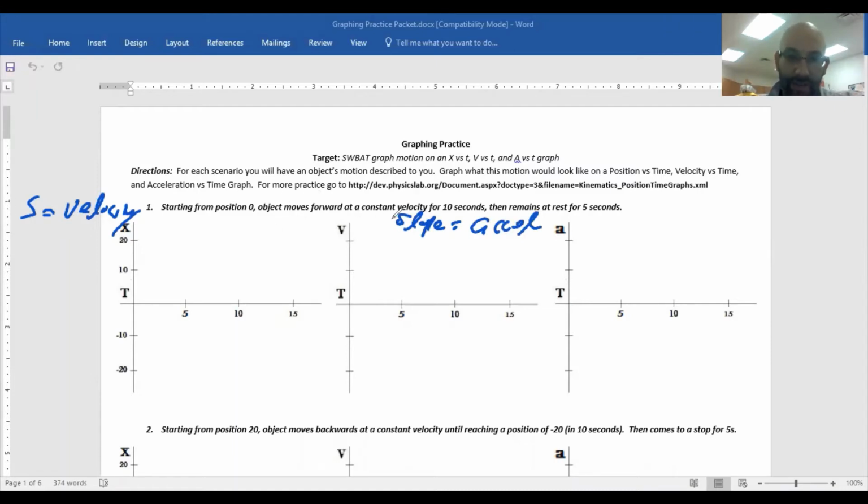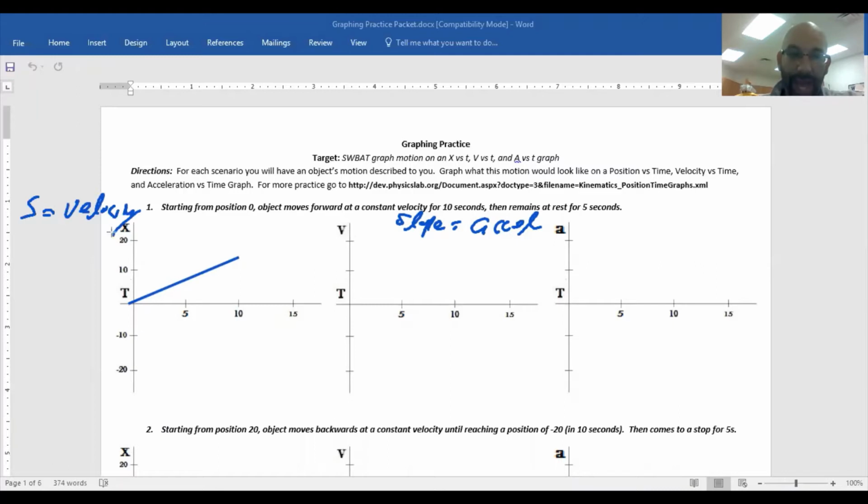So we take a look at this first one. We have a constant velocity, so we're going to have a slope, right? And it goes from 0 to 10, and it takes 10 seconds to do so. Oh, actually, it doesn't say how far. We can go anywhere. We just have to move forward for 10 seconds. So I'm just going to do this.